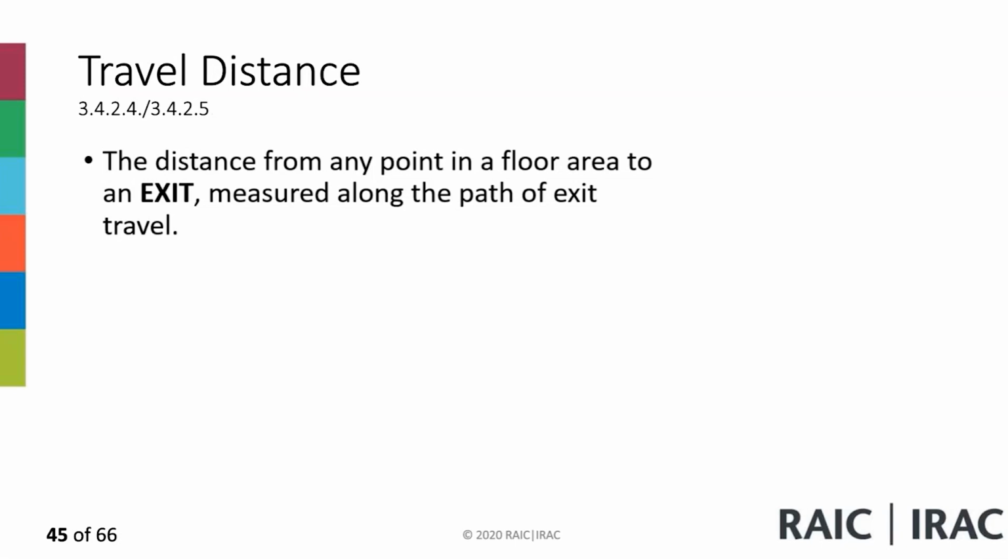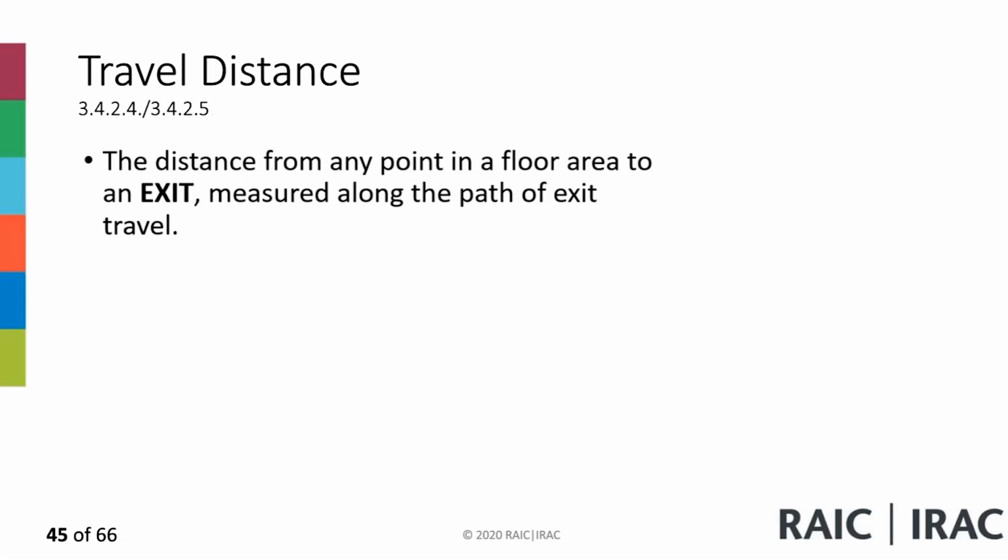The travel distance from 3.4.2.4 to 3.4.2.5. So this is again, we're still going into the exits. We're looking at 3.4.2.4 travel distance. 3.4.2.5 is location of exits. The distance from any point in a floor area to an exit measured along the path of exit travel.